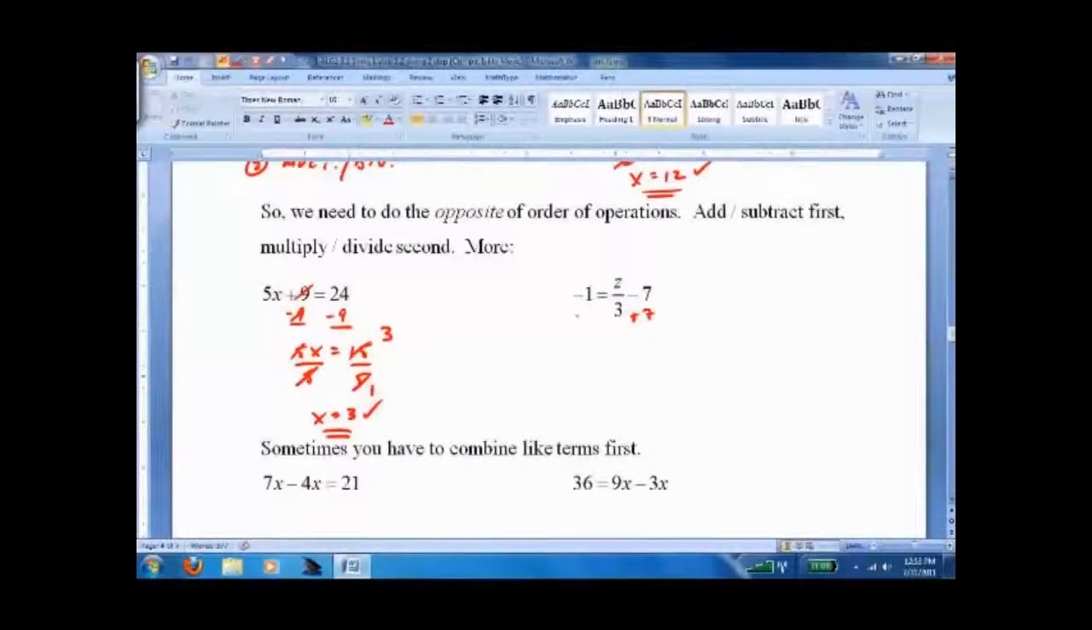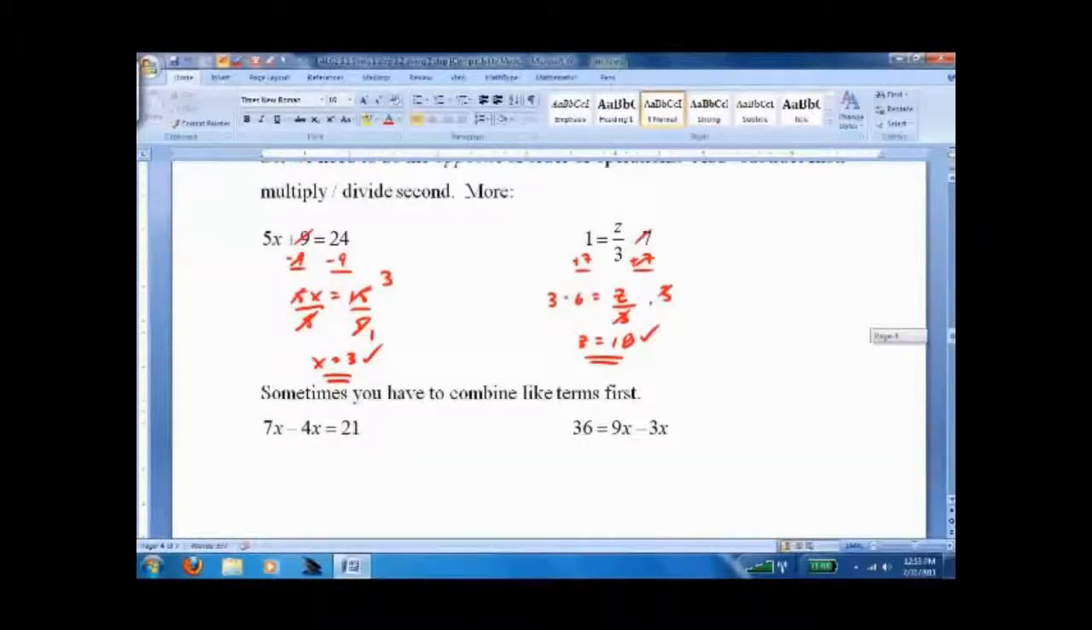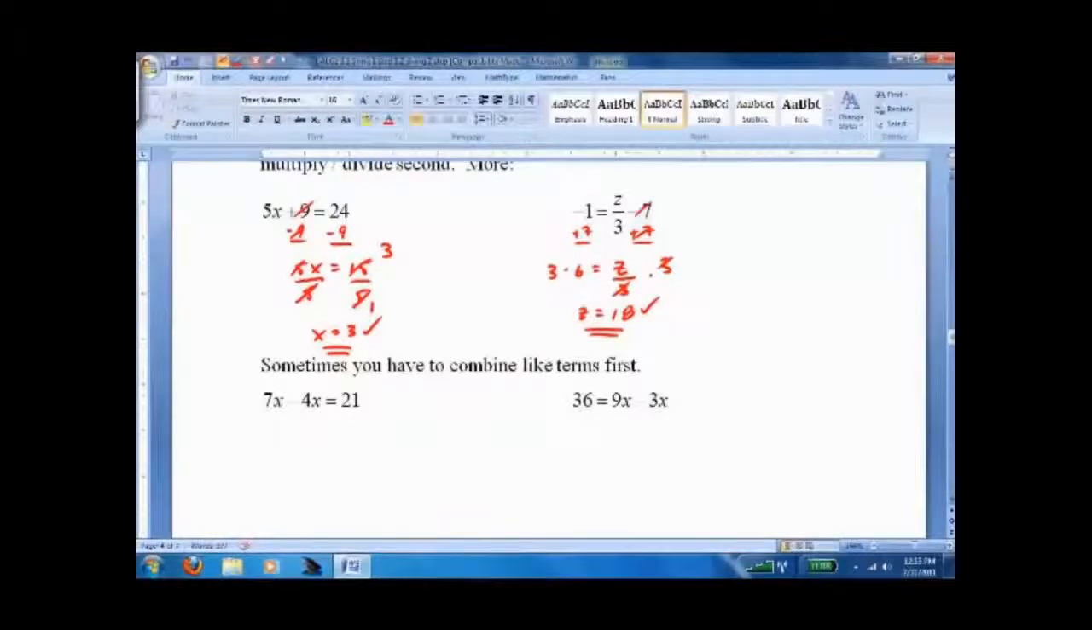Add 7. Add 7. Cancel. 6 equals z over 3. Multiply by 3. Multiply by 3. Z equals, and I'm actually going to start combining that last step, just putting z over here, 18. 18 divided by 3 is 6. 6 minus 7 is negative 1. Checks.